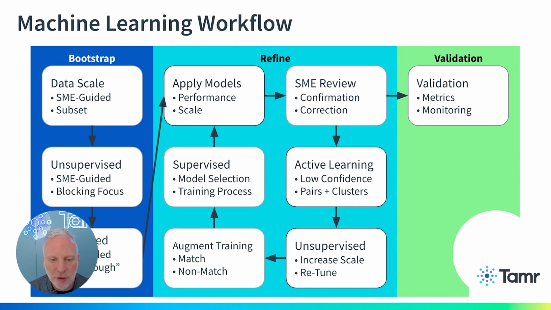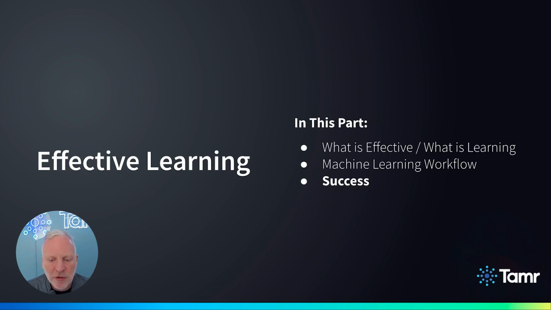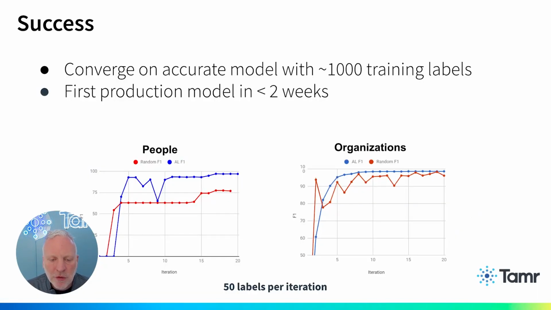That's the end of the machine learning workflow. Those validation metrics enable us to give highly accurate metrics at scale with a very limited amount of additional ground truth coming from subject matter experts. How do we measure success? There are two interesting metrics of success here. One is how many training labels does it take for the model to converge on a consistently accurate model? And the answer is about 1,000 training labels.